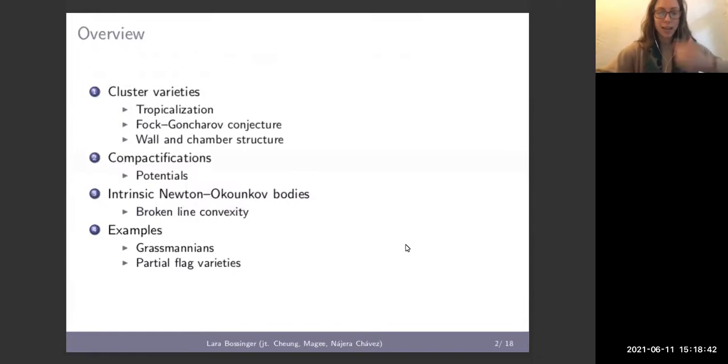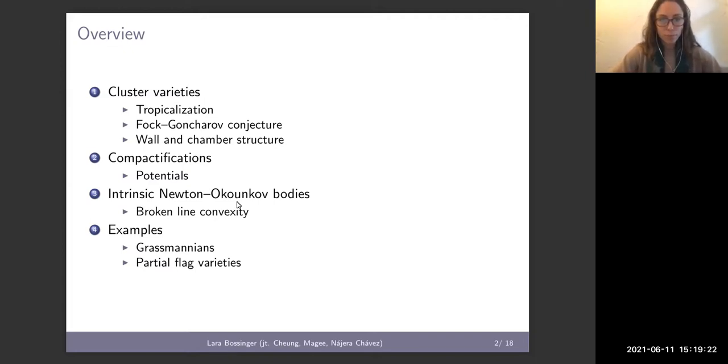But to tell you how exactly, I'm going to take the first half of the talk as a lecture on cluster varieties and their compactifications. If you're familiar with the topic, I'm sorry, you can take this as my setup of notation. But after this first half, we will get to the point where I can tell you about the intrinsic Newton-Okounkov bodies that we can associate with cluster varieties. And in the end, I want to get to examples and outline a bit how you get back to usual Newton-Okounkov bodies in the cases of Grassmannians and partial flag varieties where they have been studied extensively.